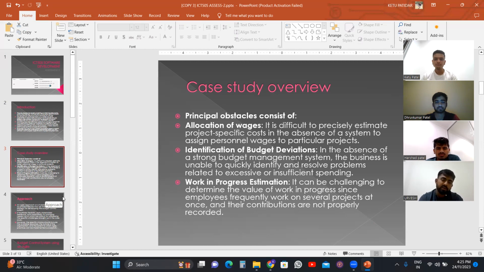And the third one is work in progress estimation. It can be challenging to determine the value of the work in progress, since employees frequently work on several projects at once, and their contributions are not properly recorded. Because when one employee works on three or four projects, we cannot consider how much the one employee works on this project or that project. So we need to work with the employee as well.